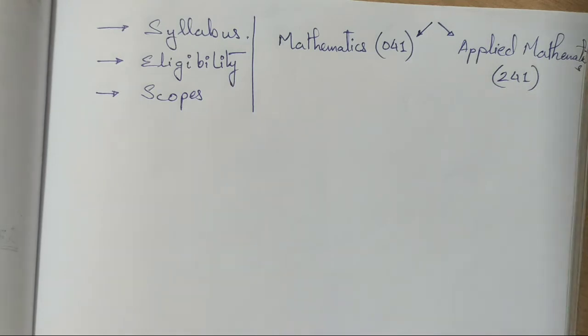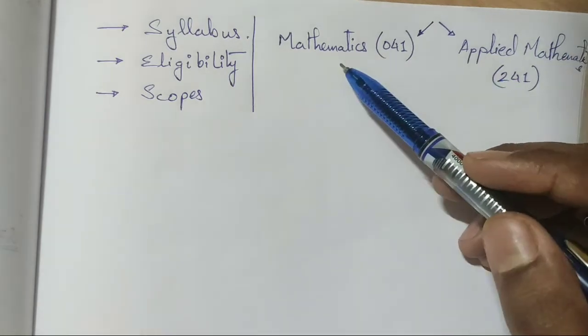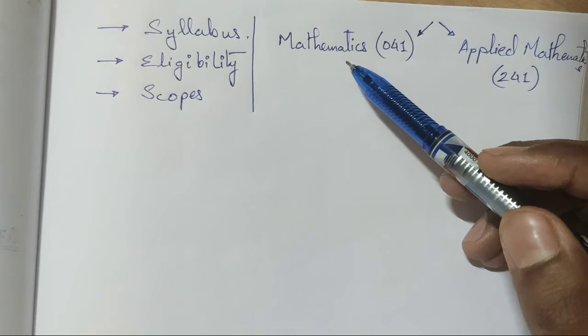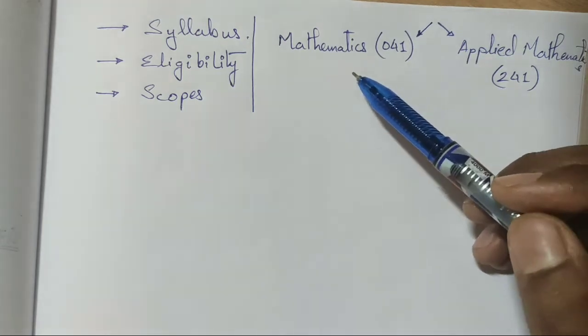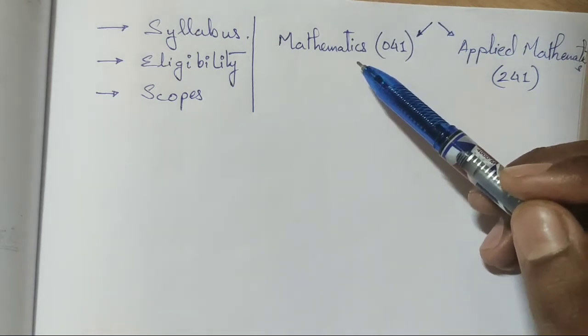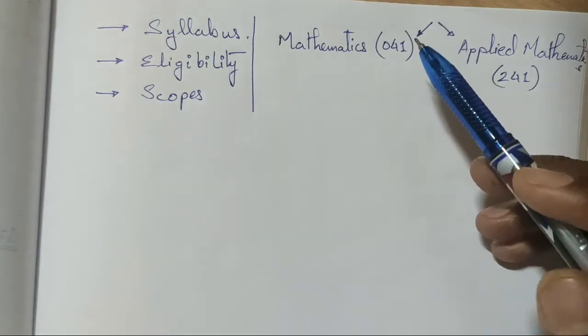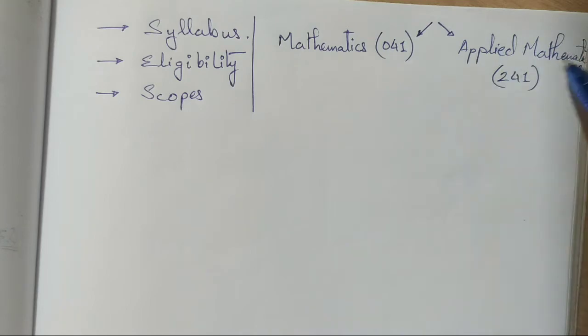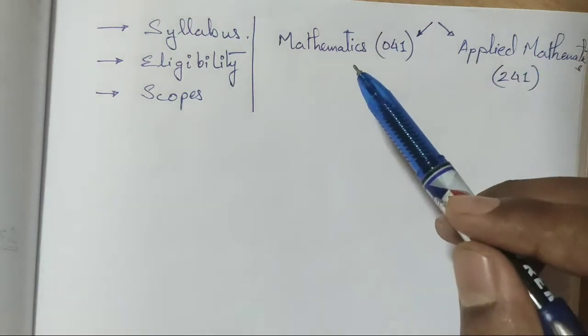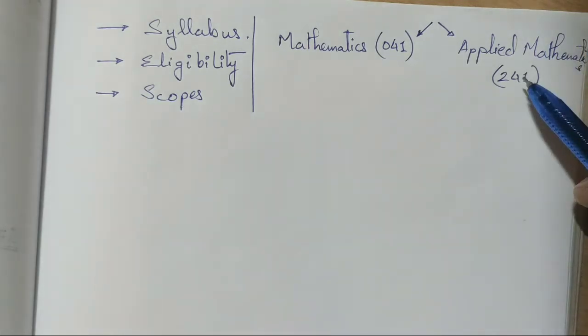Understood? So this subject will be more aligned with the commerce students as well as the arts students. And this will not be exclusive to science students. Of course the other students can take it, but what I want to say is that 041 will be helpful for science students only, and this will be helpful for other streams like commerce and arts.